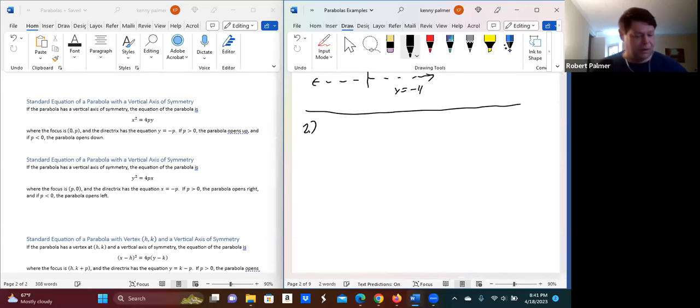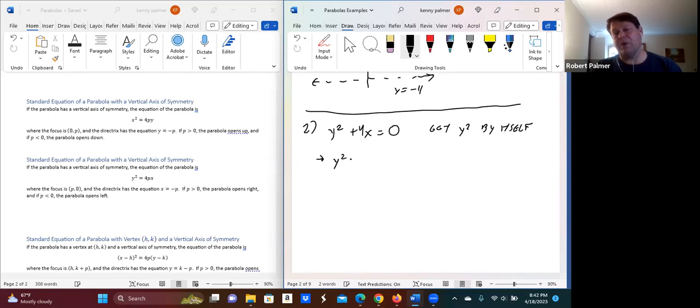Number 2. Let's say we have y squared plus 4x is equal to 0. Okay, this looks a bit different. It's not in the same form. What you want to notice, though, is we have a y squared and an x to the first power, so it matches this one. So first, let's get the y squared by itself. We just have to subtract 4x on both sides. It gives us y squared is equal to -4x.